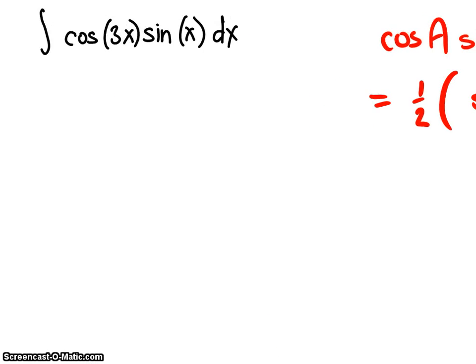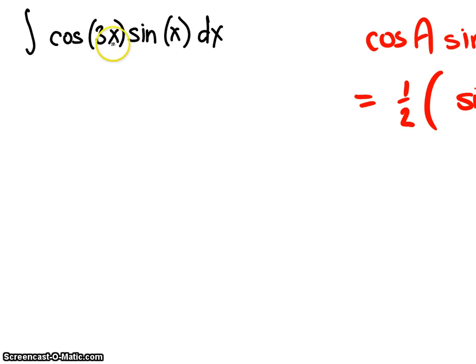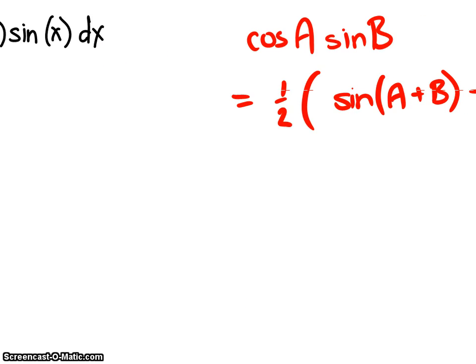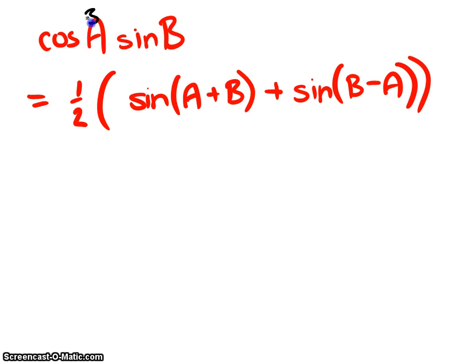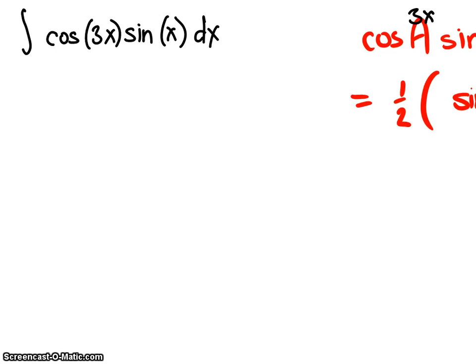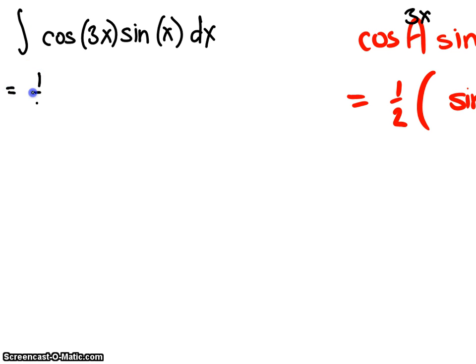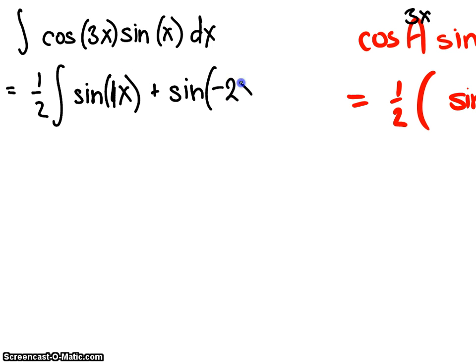Well, we have cosine of 3x sine of x. So we have cosine of 3x and x. So we're going to get a half of 3x plus x plus sine of x take away 3x. So what's that going to be? We're going to get equal to a half the integral of sine of 4x plus sine of negative 2x dx.